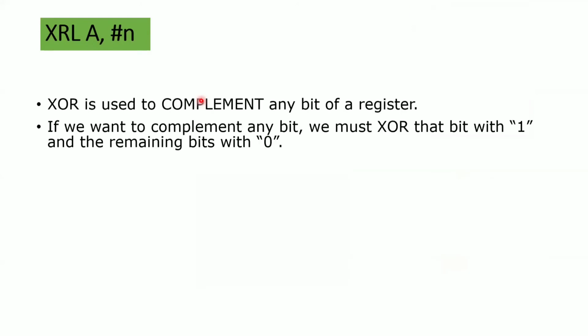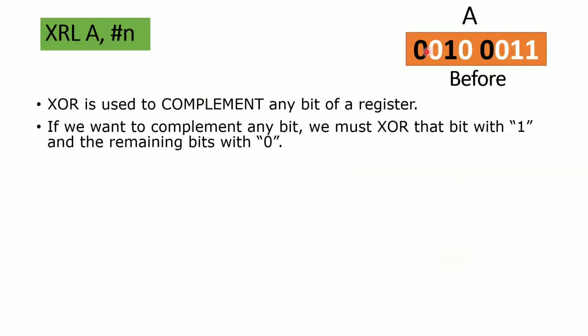The next one is, just like we have seen, AND operation is to clear the bits, OR operation is to set the bits, and XOR operation is to complement the bits. So it's an important difference you need to know. Complement means make the digit 1 to 0 or 0 to 1. Now the A register consists of this value. Whatever digits you are seeing in black color, I need to complement. Make the digit 1 if it is 0, and if it is 1, make it 0. So this is nothing but complement.